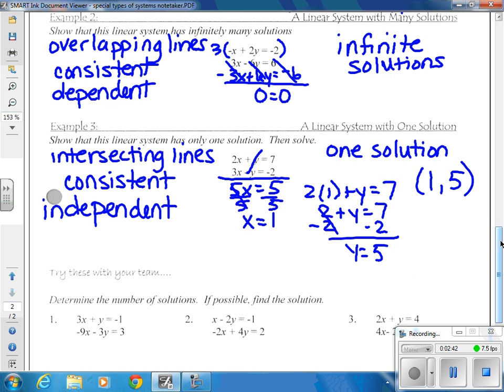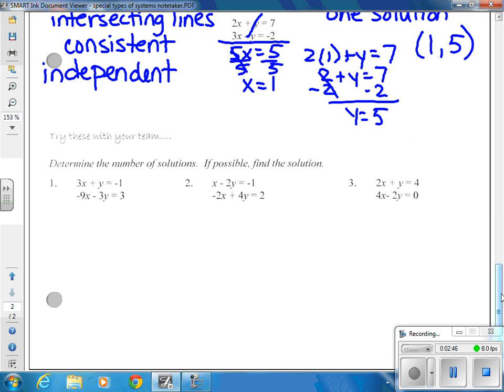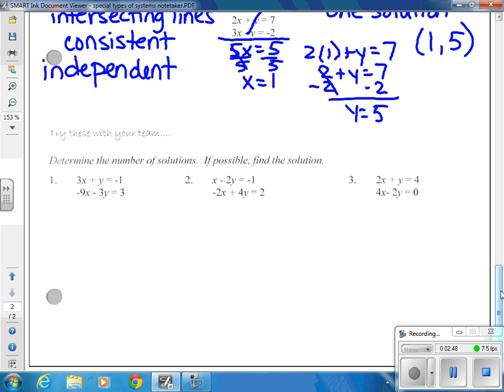All right, so your job for the rest of your homework is to complete the try on your own problems at the bottom, these 3. Notice that the directions ask you to determine the number of solutions. So that means in your answer you will have 1, infinite, or none to start off with. And then if possible, if you say that it has one solution, you then have to find that one solution. Some of them will, some of them won't.